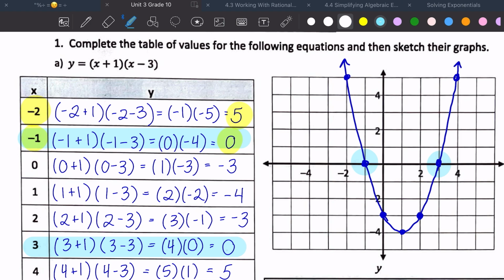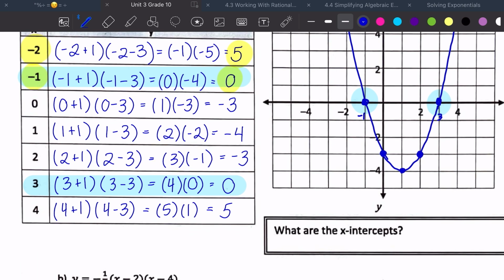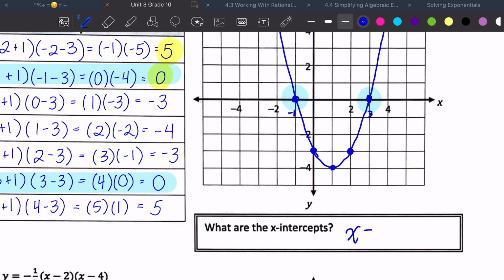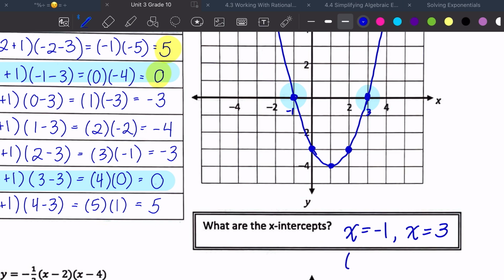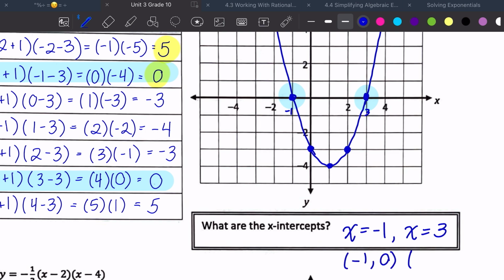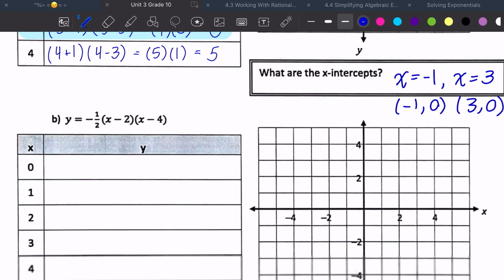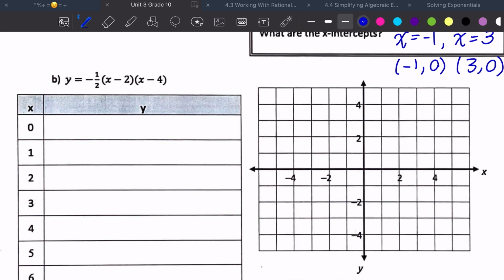Right, so your chart tells you by 0, but you can also see it on the graph there at -1 and at 3. Right, and we can even say here, x equals -1 and x equals 3. Those are my x-intercepts. Even if you want to write it as a coordinate point, that's totally okay too. Both are acceptable. And I think people did that on the test too. 3, 0. Okay, same thing.